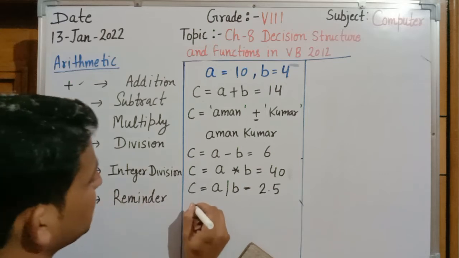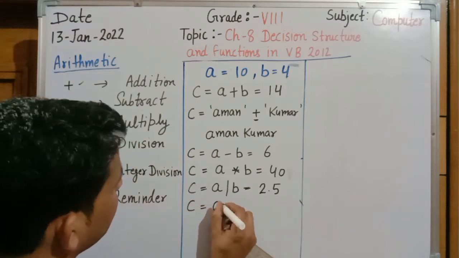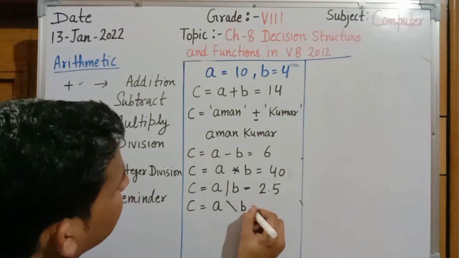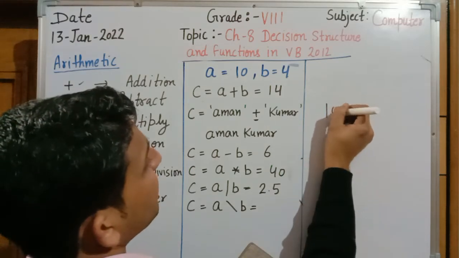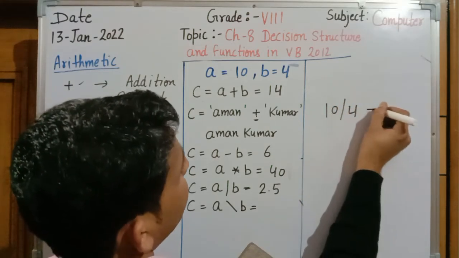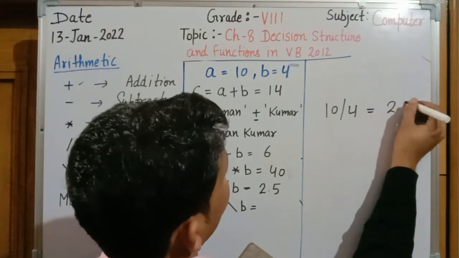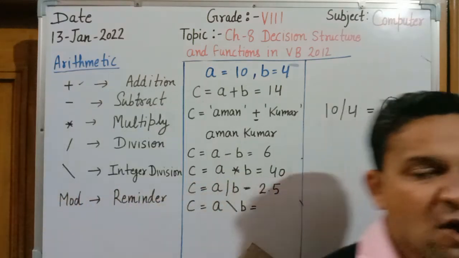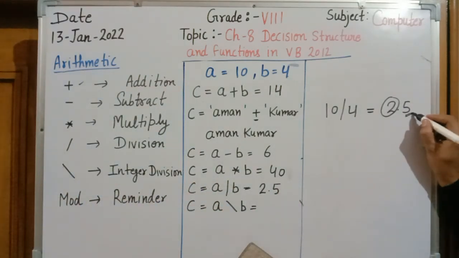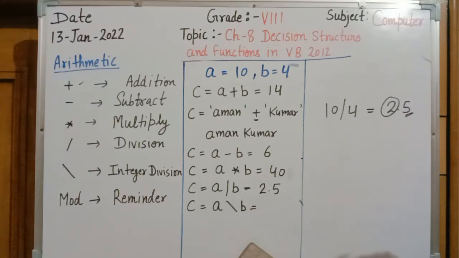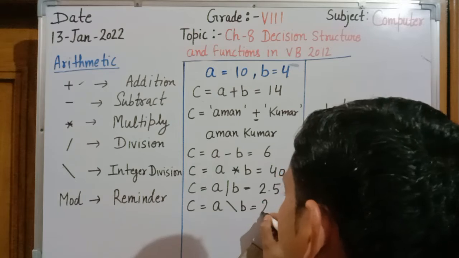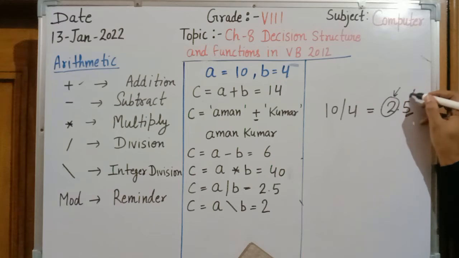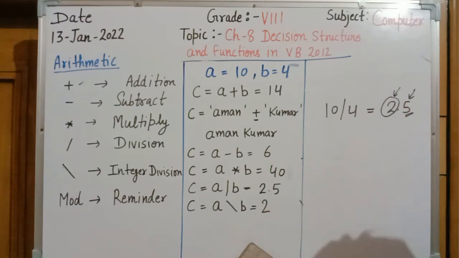Next operation, which is most important: C equal to A backslash B, that is known as integer divide. What will it do? It will divide the value by 4, and if the result is 2.5, it will take only the value before the decimal place, without any point value. So any calculation that gives the value without a decimal place is known as integer divide. The left side is the integer part and the right side is the fractional part, so it will take only the integer part.